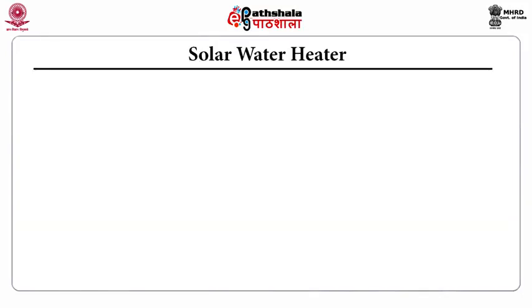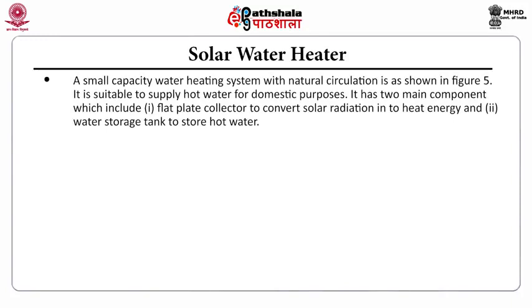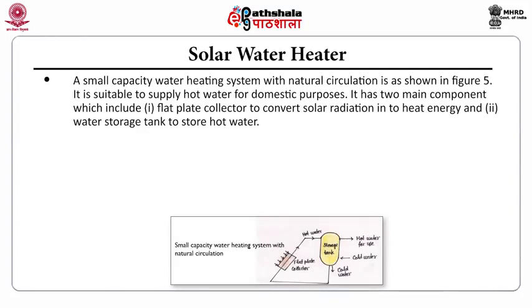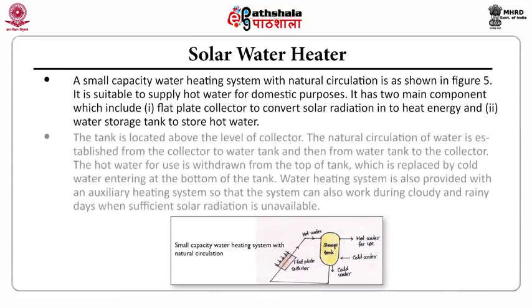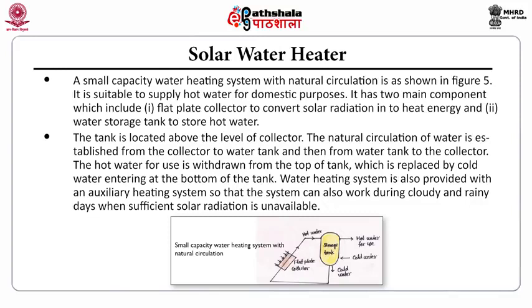The solar water heater. A small capacity water heating system with natural circulation is shown in this figure. It is suitable to supply hot water for domestic purposes. It has two main components which include a flat plate collector to convert solar radiation into heat energy, and a water storage tank to store hot water. The tank is located above the level of the collector.